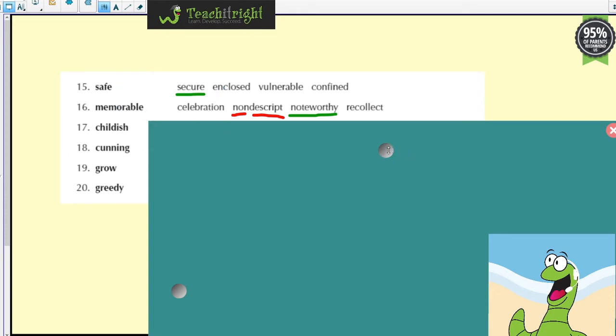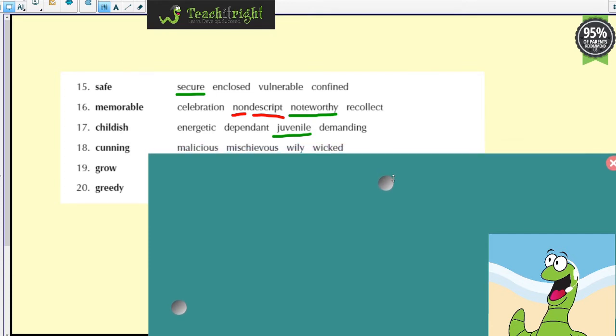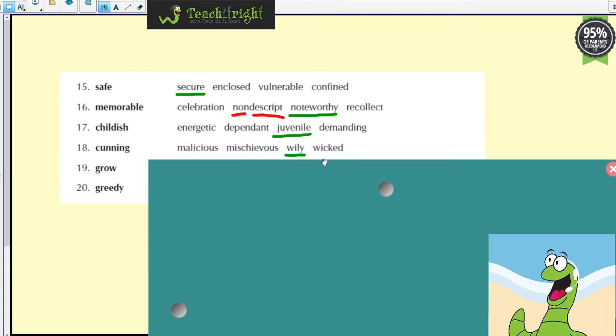Number 17, if you're childish, you're juvenile. So juvenile, like junior school, means young. The opposite might be senior. Number 18, if you're cunning, a bit like cunning like a fox, you are crafty. And just to be clear, guys, you pronounce this one wily. Like Wile E. Coyote is a very famous cartoon character, and he's meant to be a cunning coyote who I think is trying to chase after and catch Roadrunner.